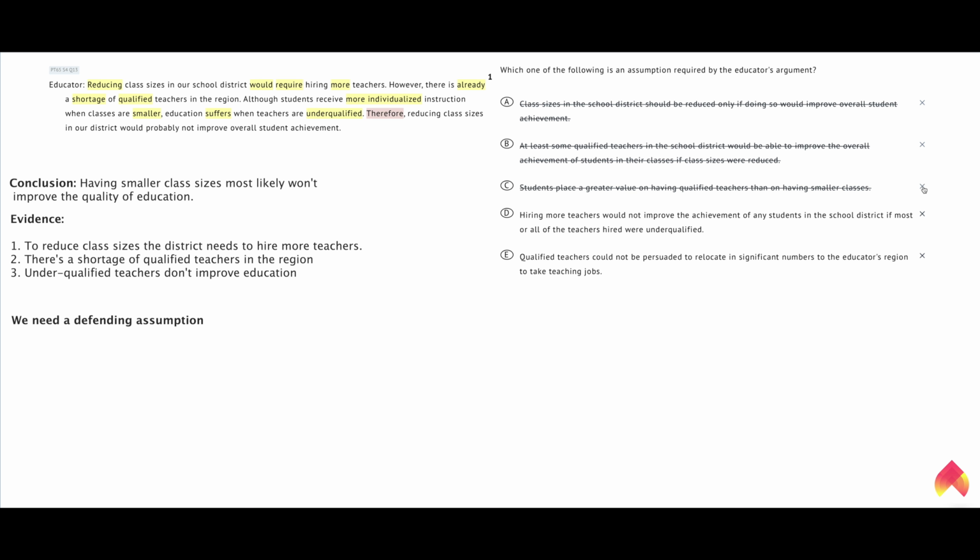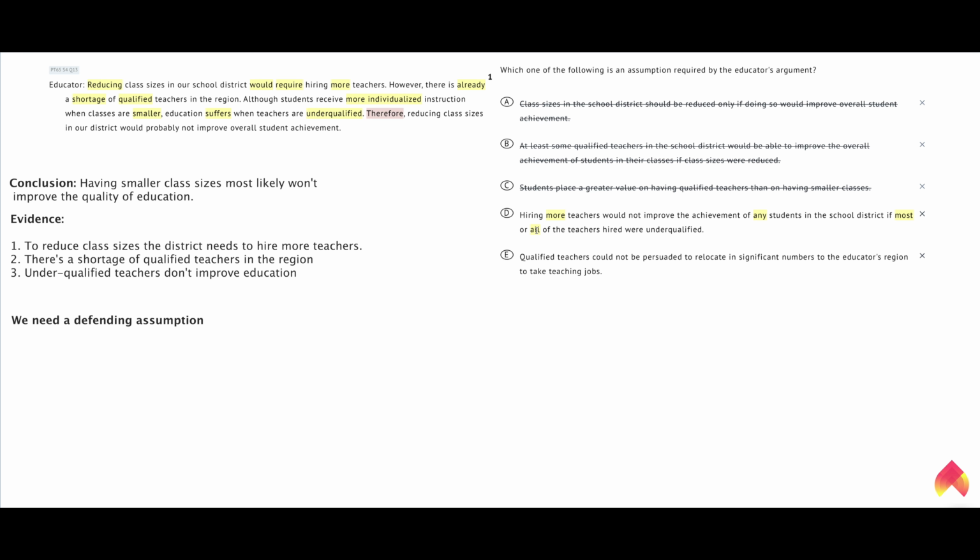Answer choice D says, hiring more teachers would not improve the achievement of any students in the school district if most or all of the teachers hired were underqualified. So this is saying that underqualified teachers are going to help absolutely no one. We don't need that to be true for our argument.